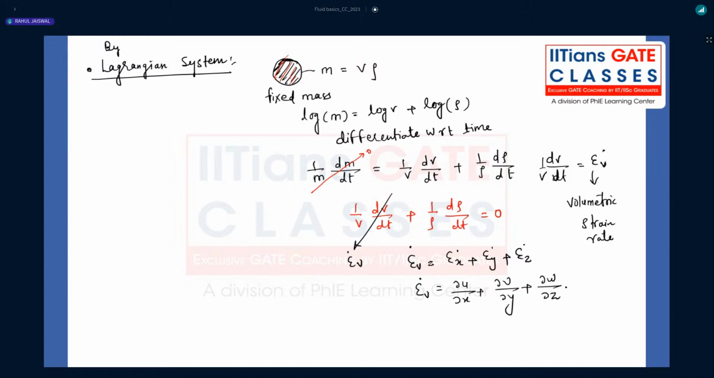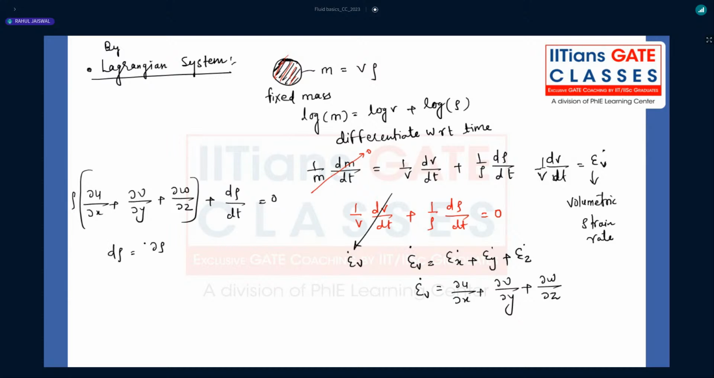Right? So further what can we write? If you write here 1 upon V dV by dt, that is the volumetric flow rate, right? So this we can write as ∂u/∂x + ∂v/∂y + ∂w/∂z, into rho, plus dρ/dt. Complete dρ, what can we write?